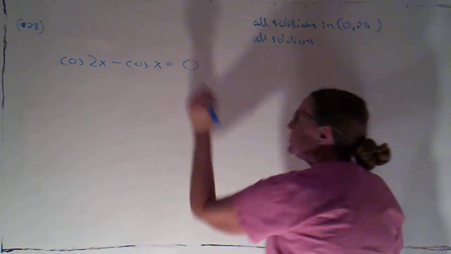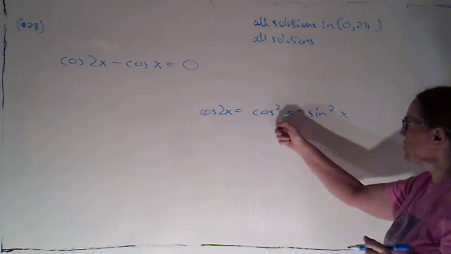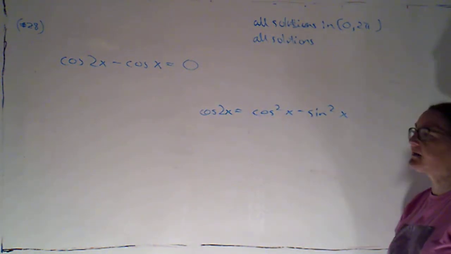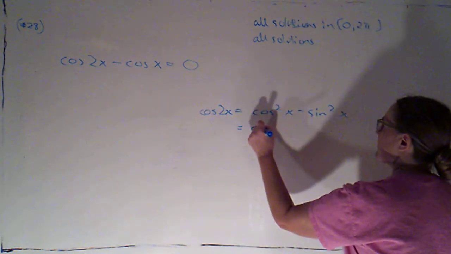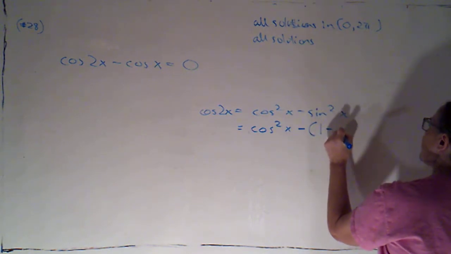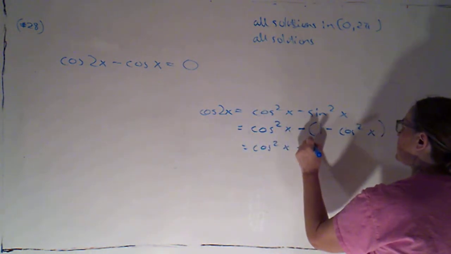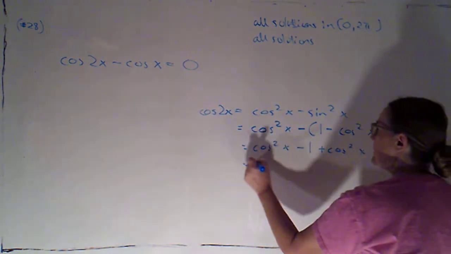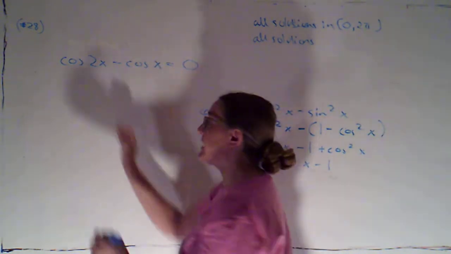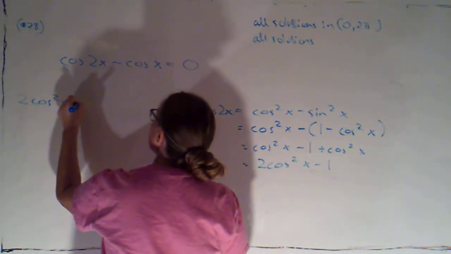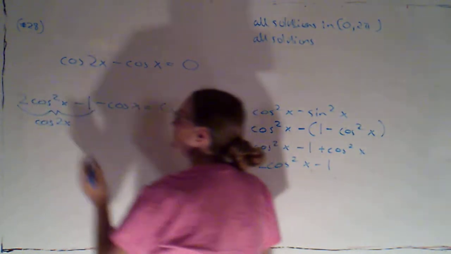Okay, so looking at cosine of 2x, I know that that's cosine squared x minus sine squared x. That's the version of the double angle formula that falls out directly from the sum formula. Now, I can see I've already got some cosines, so let's try to get rid of those sines. So I'm going to say this is cosine squared x minus the quantity 1 minus cosine squared x. And if I distribute that negative, this is cosine squared x minus 1 plus cosine squared x. That's going to be 2 cosine squared x minus 1. So I'm going to replace the cosine 2x here with 2 cosine squared x minus 1, and then minus cosine x equals 0. So this right here is equivalent to cosine of 2x.